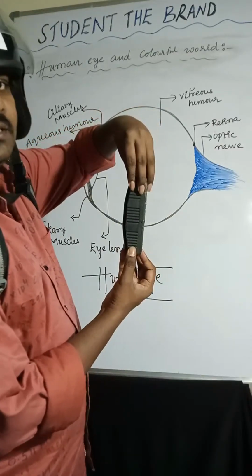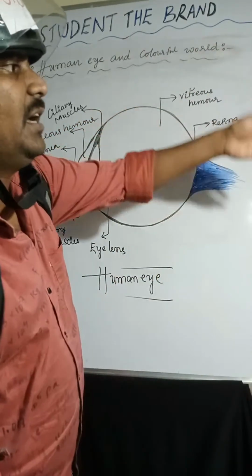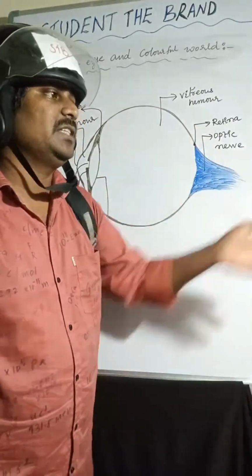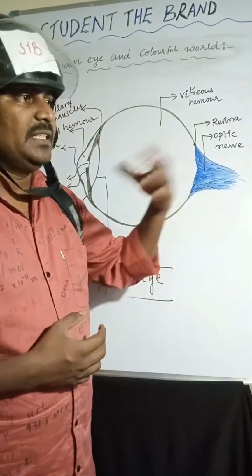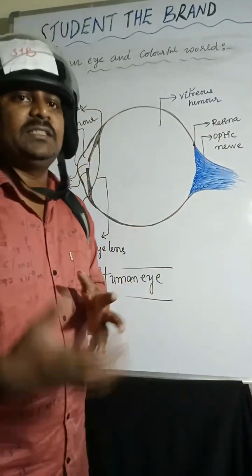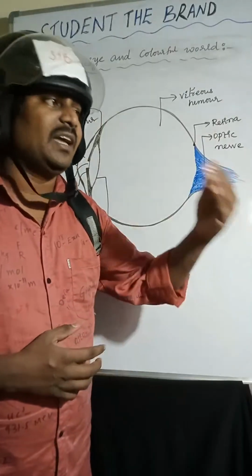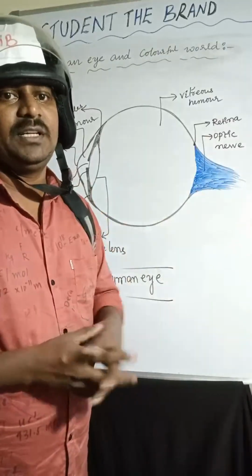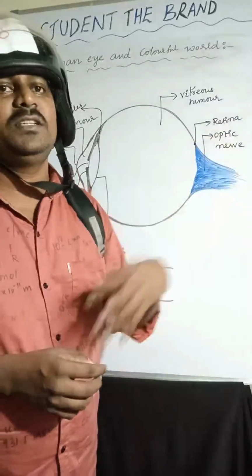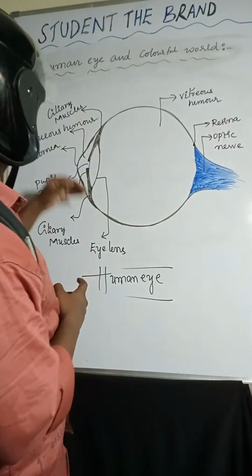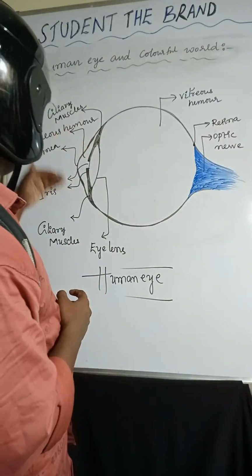Whenever we are seeing a nearby object as well as a far object, the ciliary muscles will adjust the curvature of the eye lens so that we are able to see near distance objects as well as far distance objects.